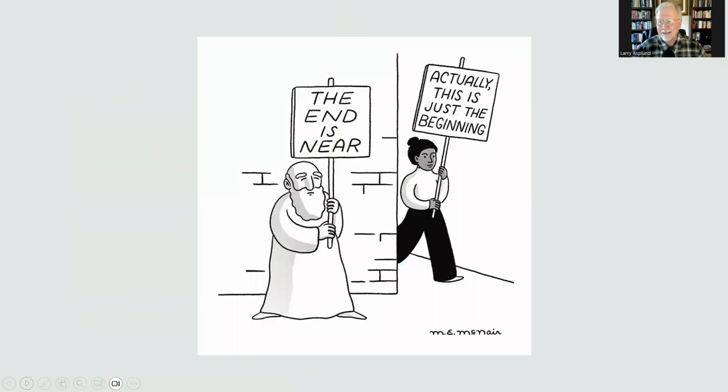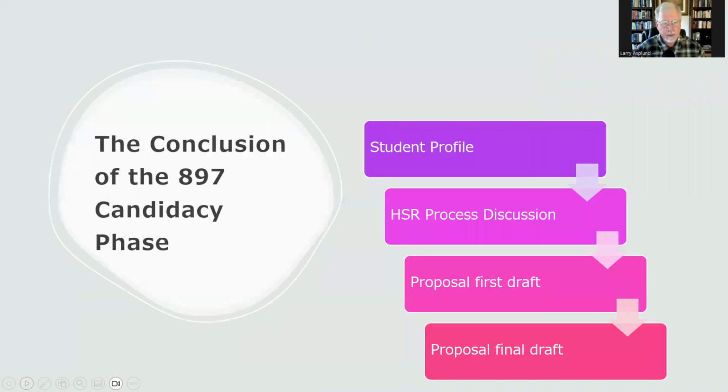I kind of like this little cartoon that says the end is near. Actually, this is just the beginning. This is your candidacy phase. Having completed 897 successfully, you will be a DMIN candidate, which means you literally, if you want to, can sign your name followed by DMIN and in parenthesis, ABD, which means all but dissertation. Well done to all of you who have worked so very hard to get to this point.